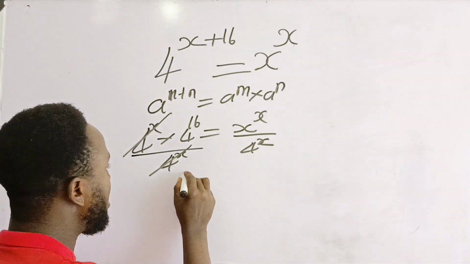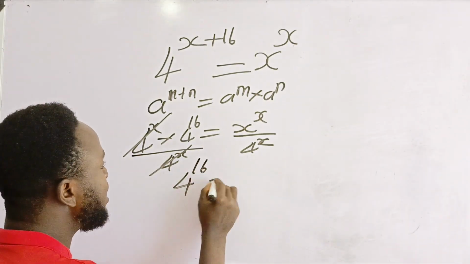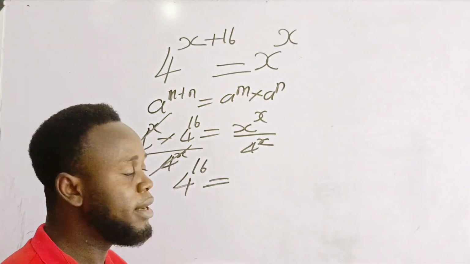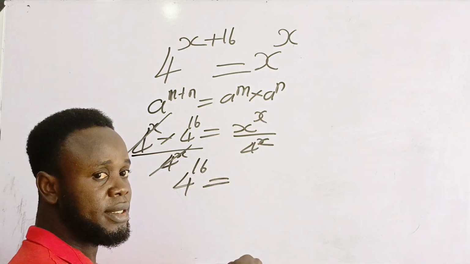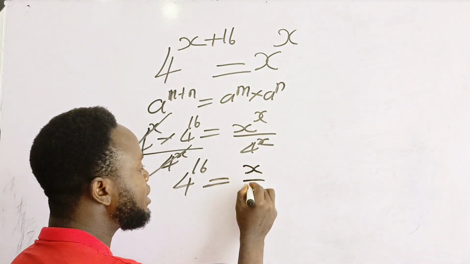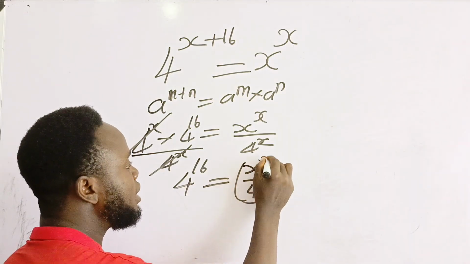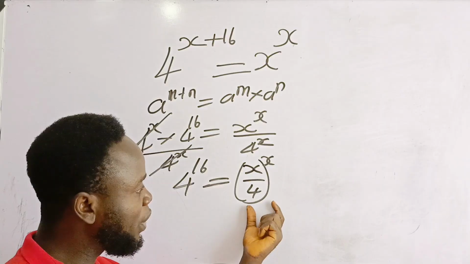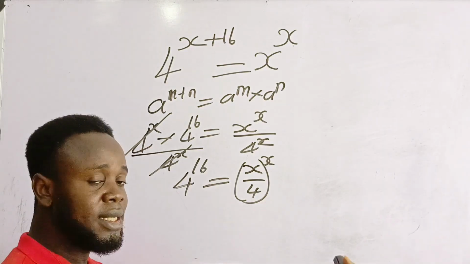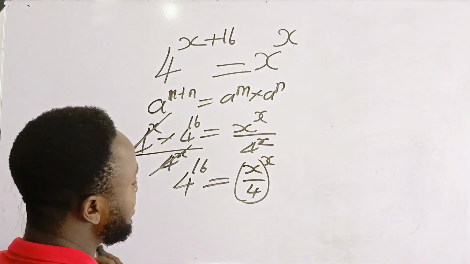You can see that we are left with 4 raised to the power 16 is equal to, then since we have the common exponents in the fraction like this, you can put the fraction in the brackets and raise it to the exponent, because this exponent belongs to both of them now. So at this point, there's nothing we can do here again at the right hand side. Let's work with the left hand side.